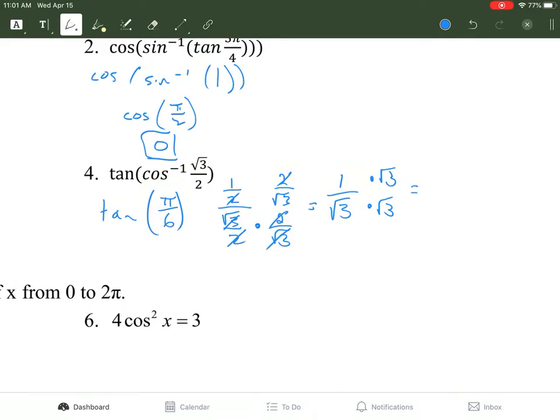So you get 1 times root 3 is root 3, and root 3 times root 3 is root 9, and the square root of 9 is just 3. So this is your answer for tangent of pi over 6. And those are the inverses.